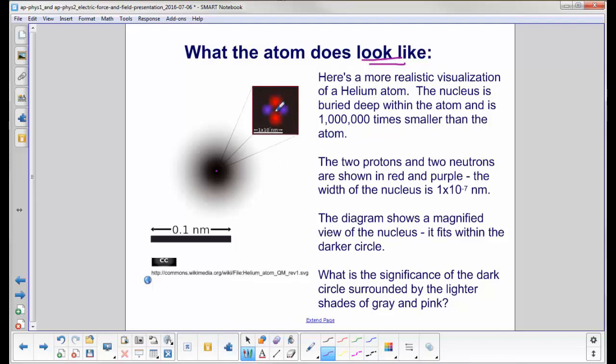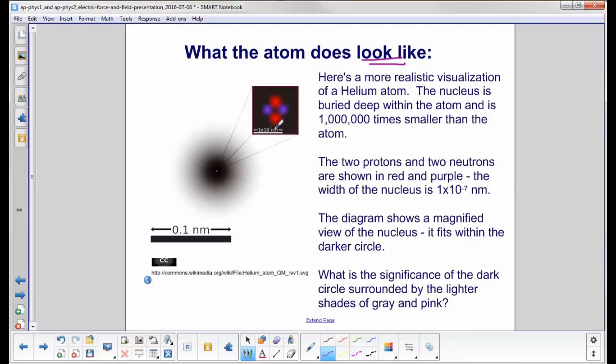Here's the nucleus of a helium atom. See, two protons, two neutrons. You bury that way deep within here. This box is this little tiny piece here. And then you see this dark area and this light area. Okay, we're going to get to that. But the nucleus is 1,000,000 times smaller than the atom itself. The width of the nucleus is 10 to the minus 7th nanometers, where a nanometer is already 10 to the minus 9th meters. That's really tiny.